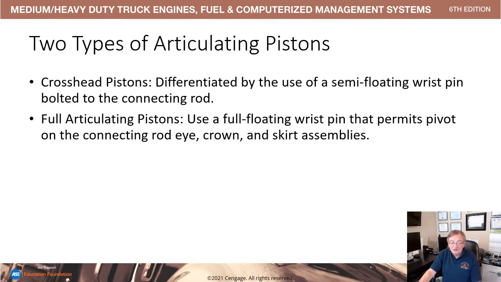Two types of articulating pistons. Crosshead pistons have a semi-floating piston pin bolted to the connecting rod. So it's going to float on the end of the pin, but the rod and the pin connection is going to be stationary. Fully articulating pistons have a full floating arrangement, where you can see that the pin floats on the connecting rod end, but it also floats in the piston boss itself.